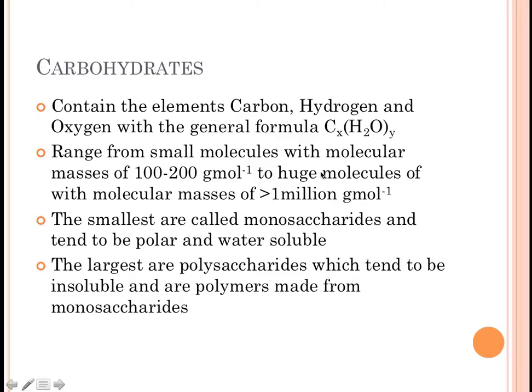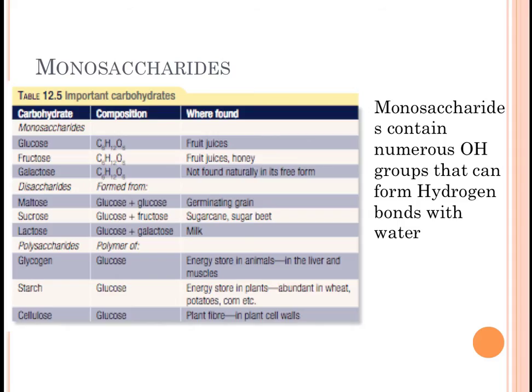They can range from relatively small molecules, molecular masses somewhere between 100 and 200. Glucose, for instance, which we're going to look at in a lot of detail, has a molecular mass of 180. But they can link into huge polymers, which have molecular masses greater than 1,000,000 grams per mole. The smallest are monosaccharides. These ones tend to be polar because they have lots of polar OH groups. The largest are the polysaccharides, which are the polymers made of the monosaccharides.